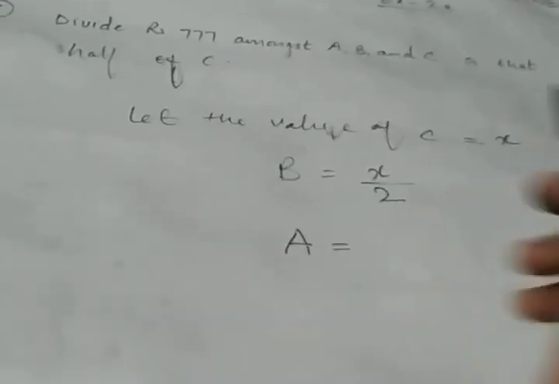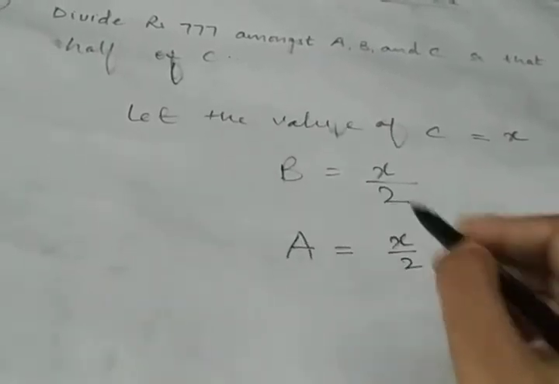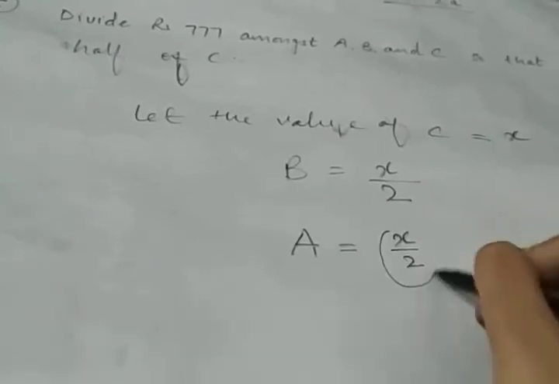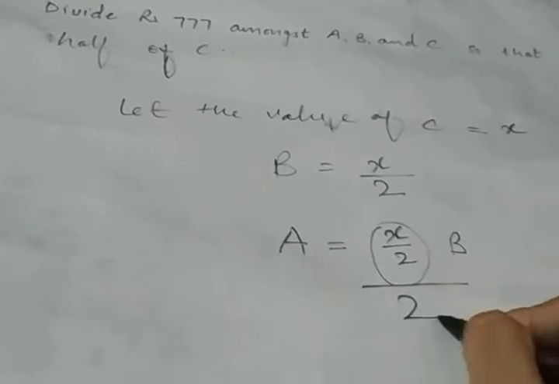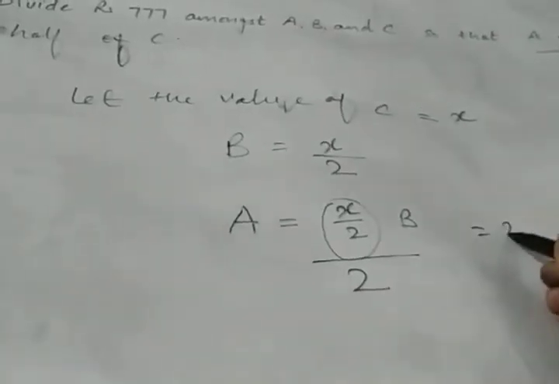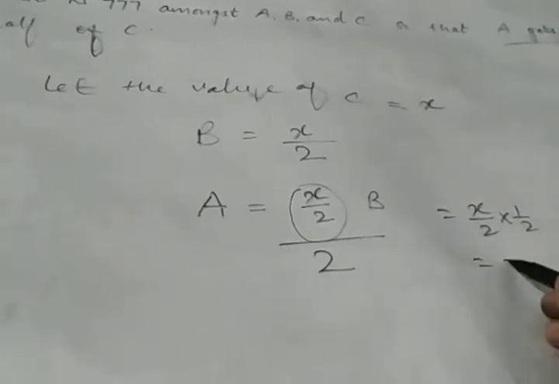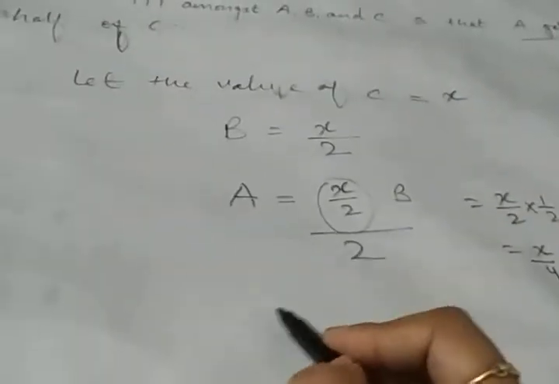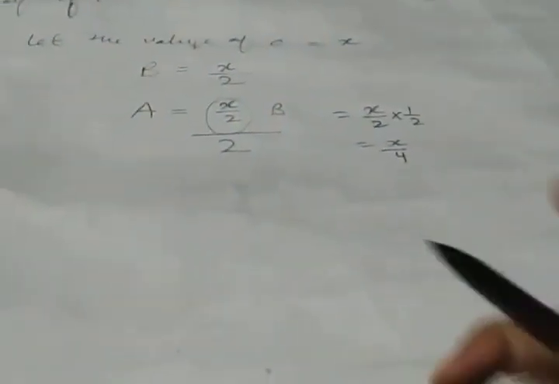The question also says A gets half of B. We know the value of B is X upon 2, and half of B means X upon 2 divided by 2, that is X upon 4. The value of A is equal to X upon 4.